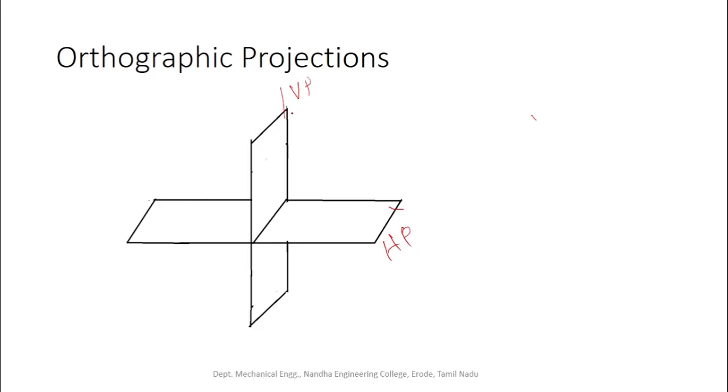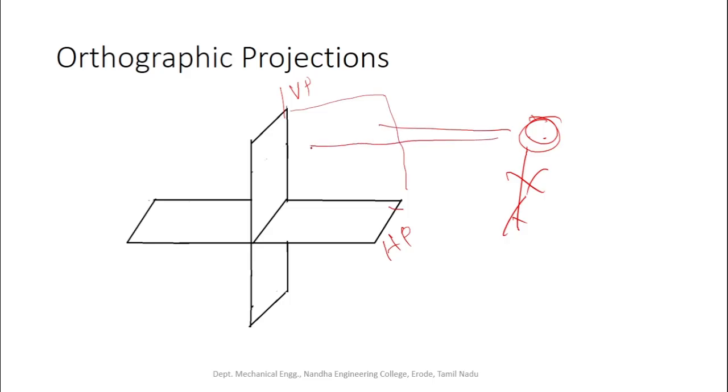In a similar manner, there is another plane called the profile plane. The profile plane is used to project the side views. Here we will just discuss the front view and top view. Before that, what is the orthographic projection? Here the position of the observer to draw the front view is here. The rays coming out from the observer's eyes are perpendicular to the plane on which it is projected.